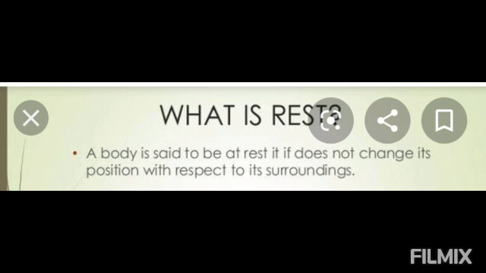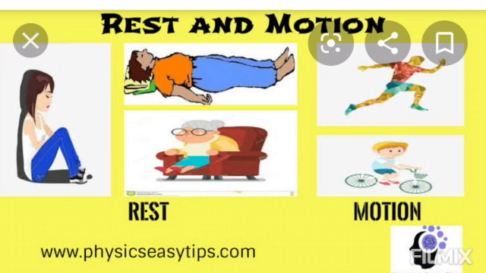Let's take one more example. Suppose you are sitting near the window of the car and looking outside and the car is moving. You will appear that all the things are moving backward. But a same person standing on the roadside will appear all the things to him to be stationary.